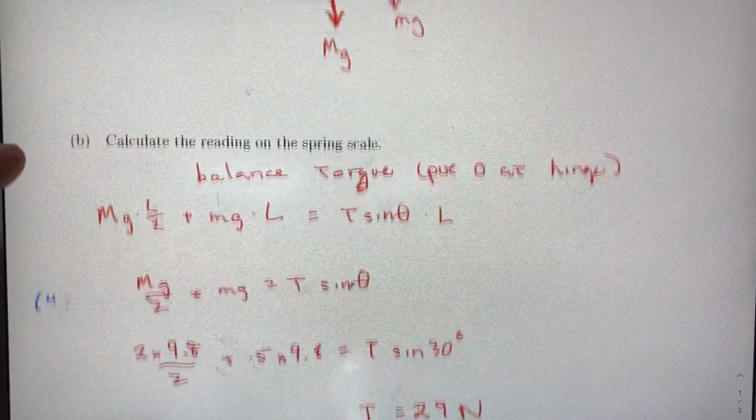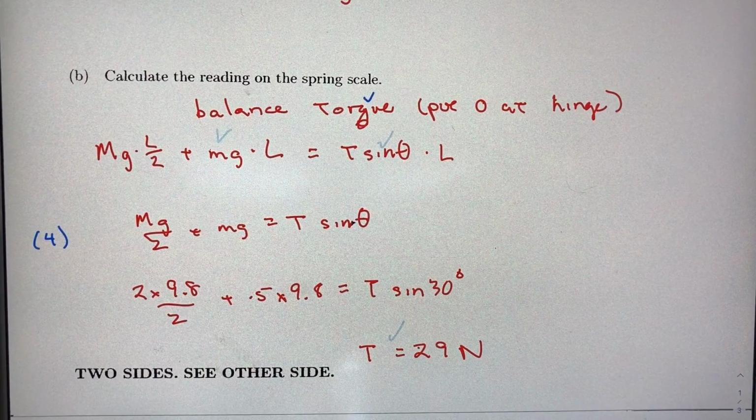This section is also 4 points. 1 point for saying that you're balancing torques. One for getting the left hand torque, and the right hand torque. And then 1 point for getting the final answer.